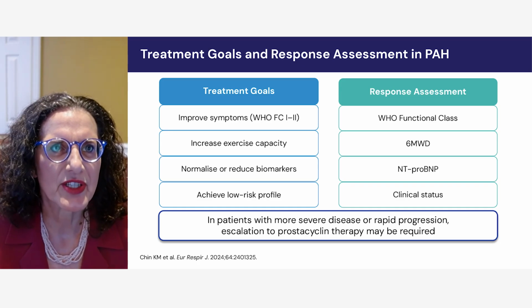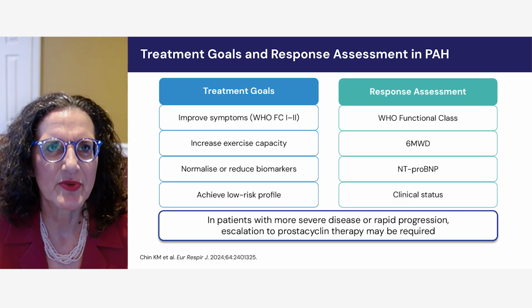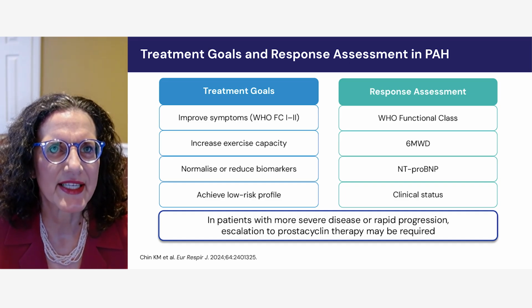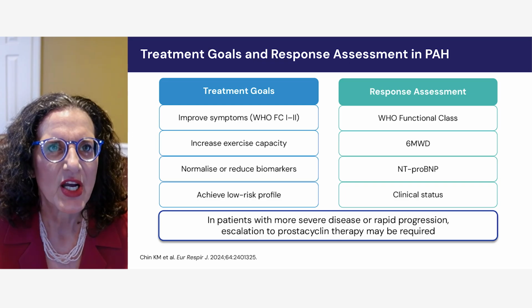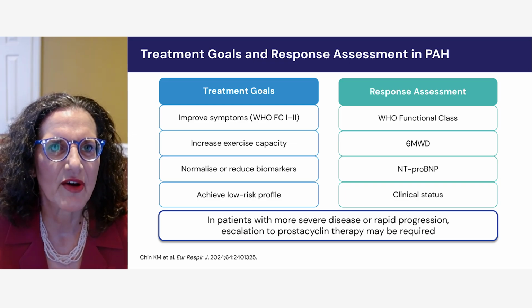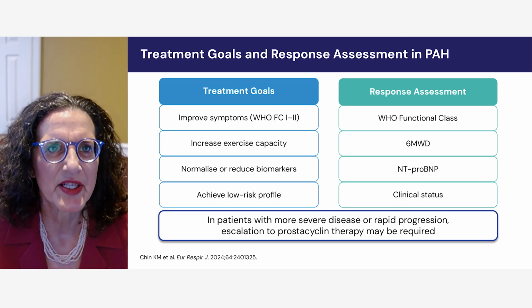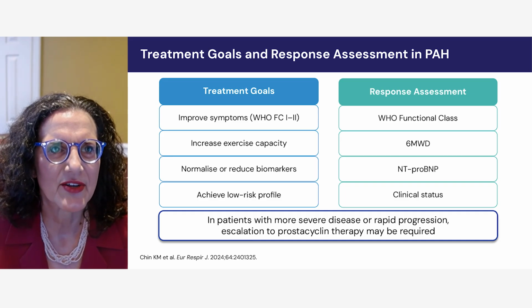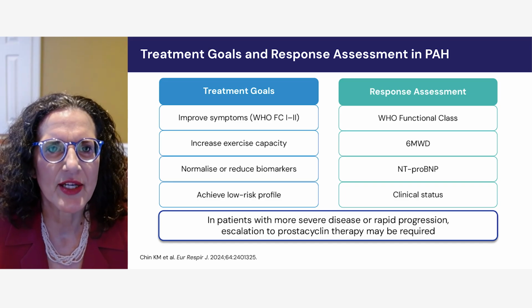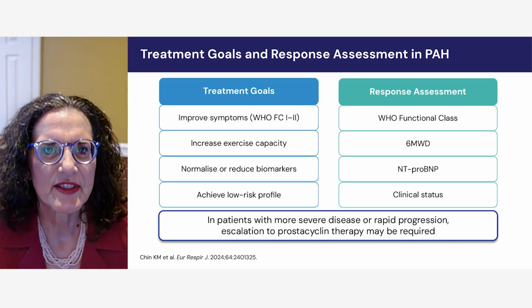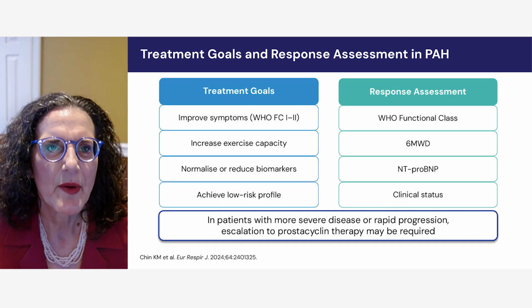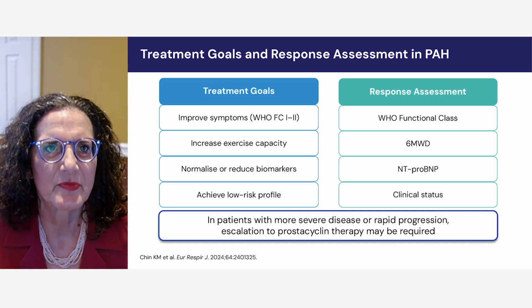Of course, we want the patient's symptoms to improve, and that's measured by functional class. We want increased exercise capacity, and we measure that by the 6-minute walk. And we've learned that normalization of biomarkers such as NT-proBNP is also a good prognostic indicator. We have many risk calculators, and we know that achieving a low risk profile improves the long-term outcomes. And we have many options to treat our patients. And of course, patients with very severe disease or rapid progression may need parenteral prostacyclin therapy.